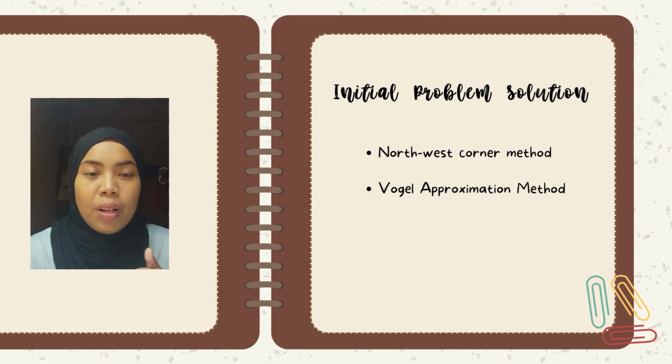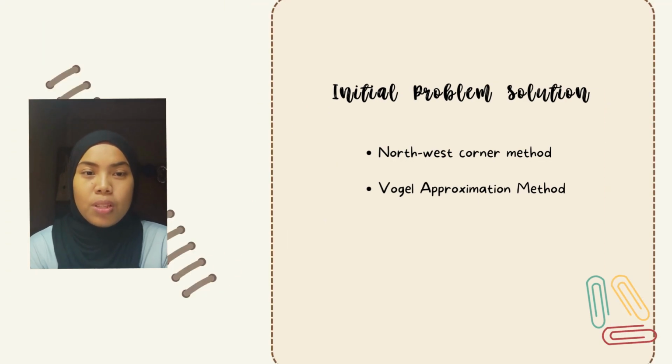Second is the Vogel approximation method. VAM is an algorithm used to find an initial feasible solution for the transportation problem in linear programming. Similar to the Northwest Corner method, it aims to allocate shipments from suppliers to consumers while minimizing transportation costs.